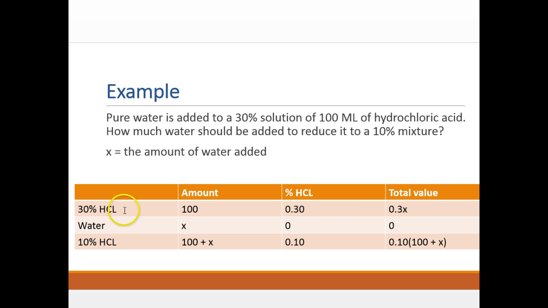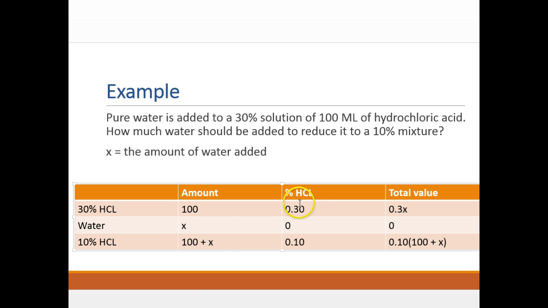Again, this is a mixture problem. My two parts are on the top, my whole is in the bottom. I'm going to take a 30% solution of hydrochloric acid. I'm going to have 100 milliliters of it. I don't know how much water I'm going to have. I'm going to have x of that. And when I add them together, the mixture is going to be 100 plus x.